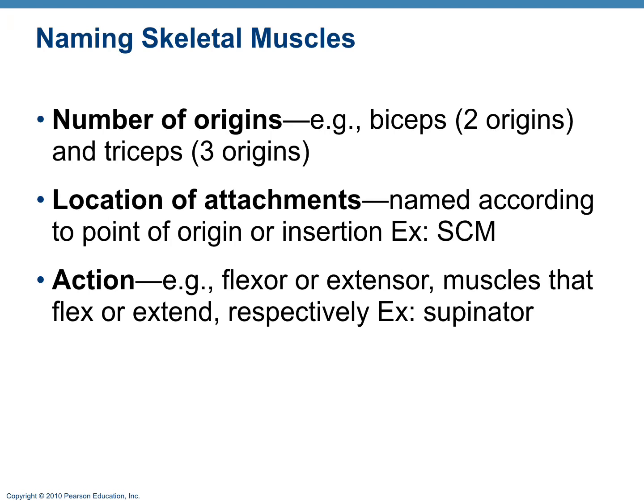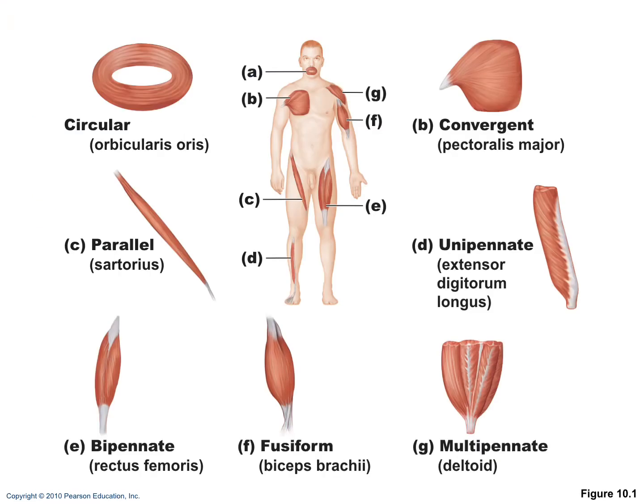And then lastly, we have action. Sometimes they're named according to their action. Let's use forearm flexors for an example. They're in the front of the forearm, and on the back of the forearm we have extensors. Basically, flexor and extensor is in the name of many of the forearm muscles. Supinator is another example of a muscle that will supinate. So it's basically named for what it does. On the previous slides, I just want you to read through them and memorize them.